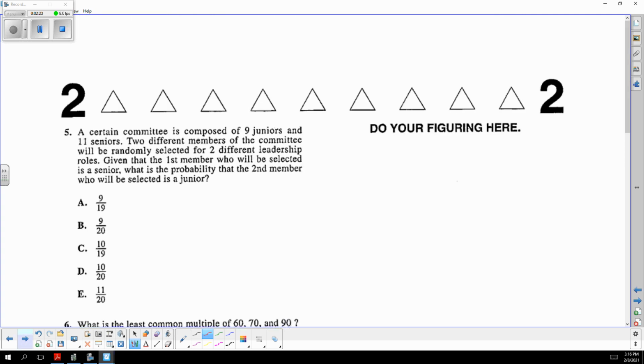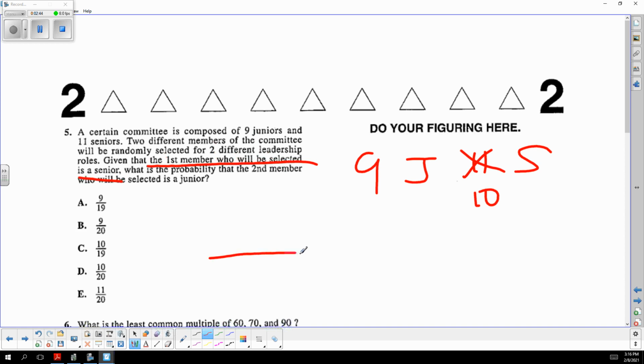5 is a repeat problem. It says, given that the first member is a senior, so there's now 9 juniors and 11 seniors. The first one was a senior. What is the probability that the second one, so there's not 20 in the group anymore, there's 19, and 9 of them are juniors. So it's 9 out of 19, choice A.